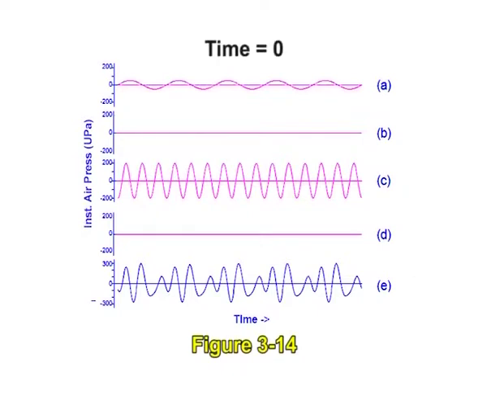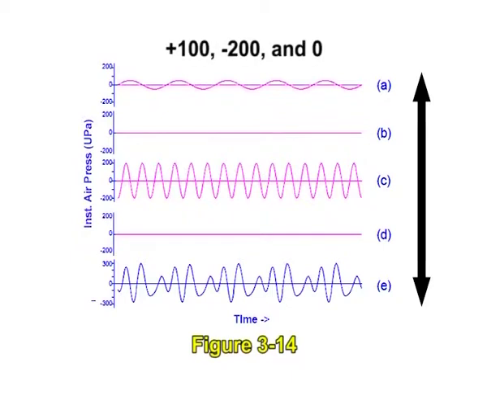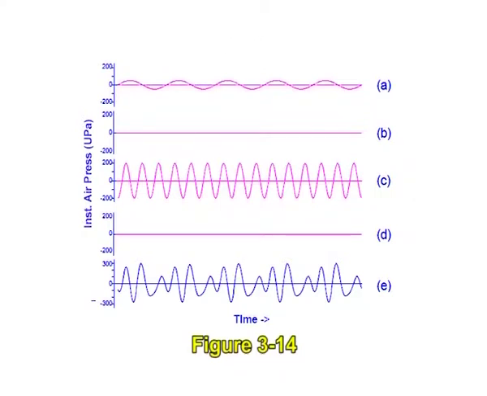For example, at time 0, the amplitudes of sinusoids A to D are 0, plus 100, minus 200 and 0, respectively, producing a sum of minus 100. This agrees with the instantaneous amplitude at the very beginning of composite signal E. The same summation procedure is followed for all time points.